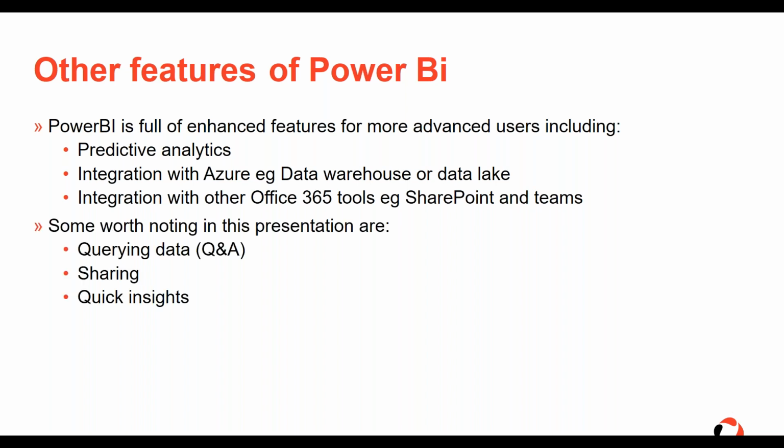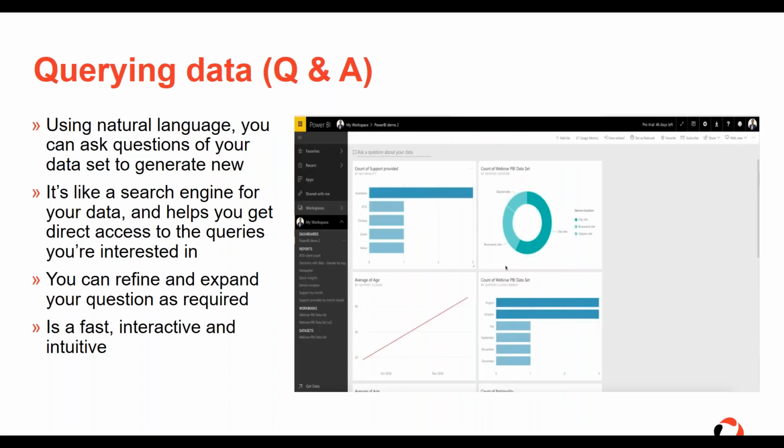The other ones that I was going to just quickly skim through were querying data, sharing, and quick insights. So there were three other things that we thought might be suitable for you. Really, it's essentially the Google search function of your dashboard. It's a really cool part of the tool that helps you get direct access to the queries. So when you're in there trying to understand what the different fields I might use are, you can do a search and it looks for the data sets.